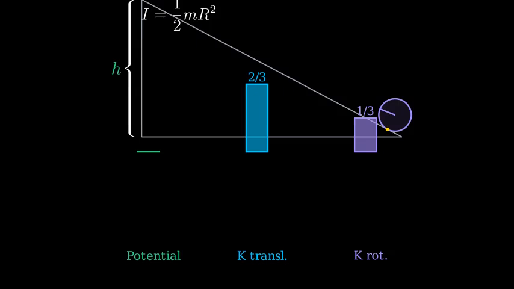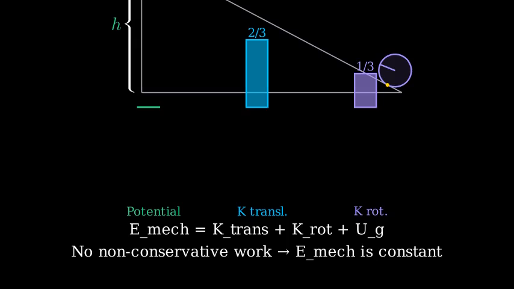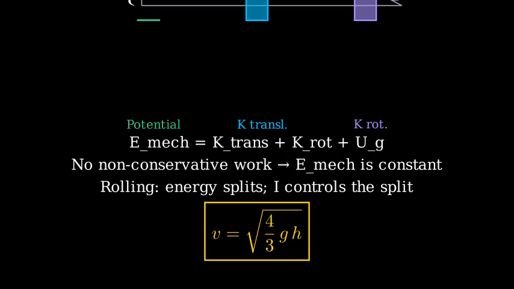Key ideas to remember: mechanical energy is the sum of translational kinetic, rotational kinetic, and potential energies. If no non-conservative work is done, that total stays constant from start to finish. Rolling objects share energy between translation and rotation, and the moment of inertia sets the split. For our solid cylinder, we found v equals the square root of 4/3 gh. Final result for a solid cylinder rolling without slipping from height h, v equals square root of 4/3 gh.